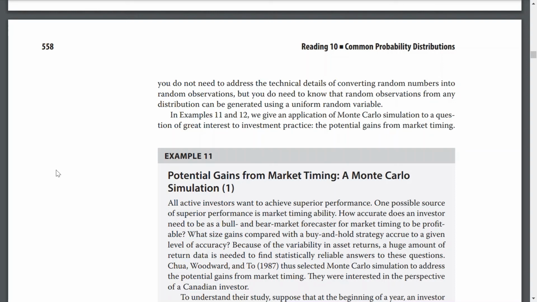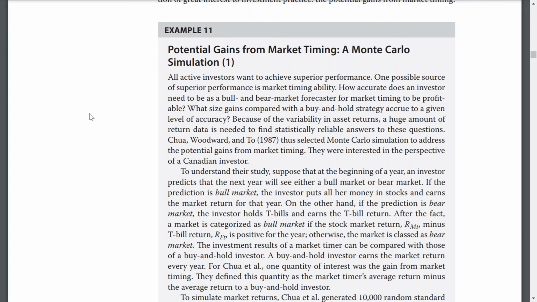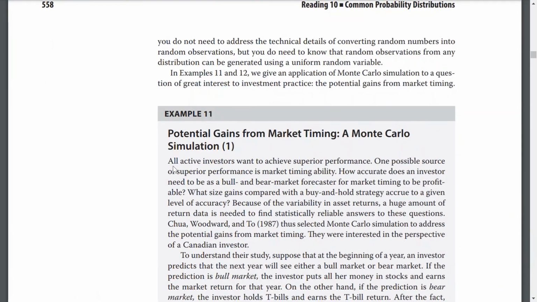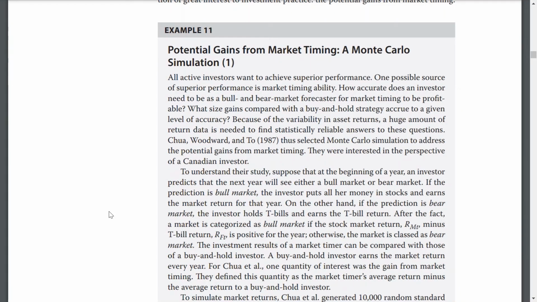In examples 11 and 12, we give an application of Monte Carlo simulation to a question of great interest to investment practice: the potential gain from market timing. Potential gain from market timing, a Monte Carlo simulation, part 1. All active investors want to achieve superior performance. One possible source of superior performance is market timing ability. How accurate does an investor need to be as a bull and bear market forecaster for market timing to be profitable? What size gains compared with a buy and hold strategy accrue to a given level of accuracy?